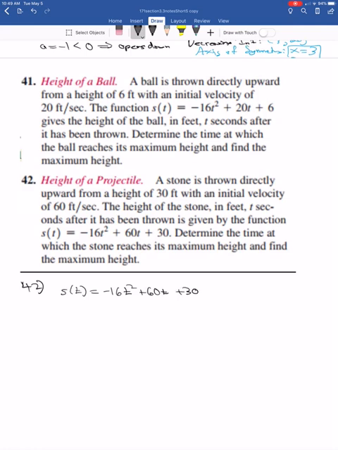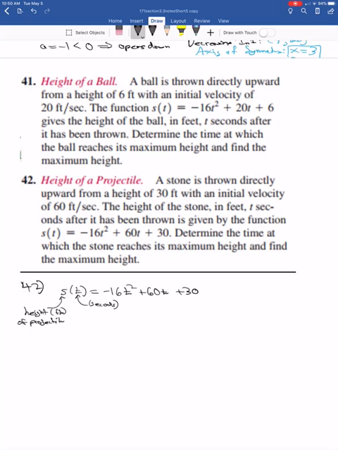Determine the time at which the stone reaches max height and find the max height. So keep in mind what this model represents. S is the height in feet, height of projectile. And it's a function of time, right? As we launch it into the air, different time intervals, it's going to be a different height. And t is in seconds. So again, this is our time value, or it's a function of time.